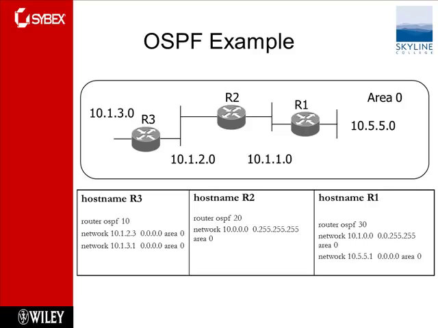10.1.3, 10.1.4, 10.1.6, 10.1.200, it will advertise all of those. Area 0, 10.5.5.1, 0.0.0.0 is going to advertise the 10.5.5 network to area 0. So the configuration, again, is basically the same as everything else. Syntax is a little different because you have to have an area number. You have to tell which area that route goes into.